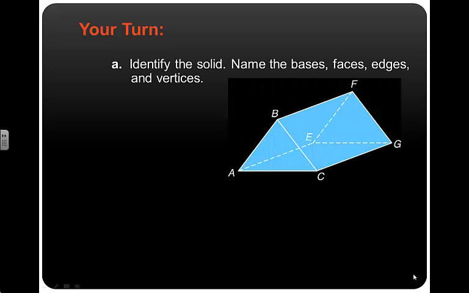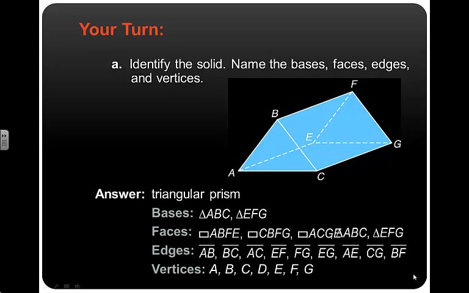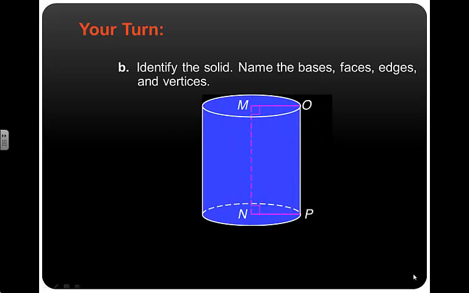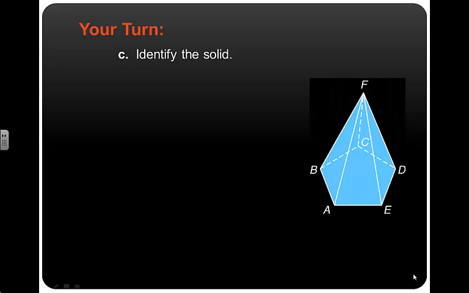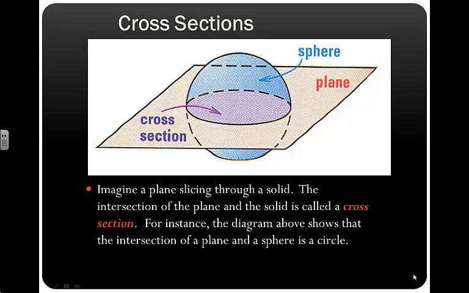Alright, your turn. Identify the solid, name the base, face, edge, and vertex. It's a triangular prism. Again, the bases are triangles because there's 2 of them. There's 2 exact same things, so those are the bases. And then it's a prism. And the bases, faces, edges, and vertices are below. Alright, you guys should know this one. It's a cylinder, right? Circle N and M are bases. And this solid is a pentagonal pyramid. So again, it's a pentagon on the bottom, right, on the base. So it's just pentagonal pyramid.